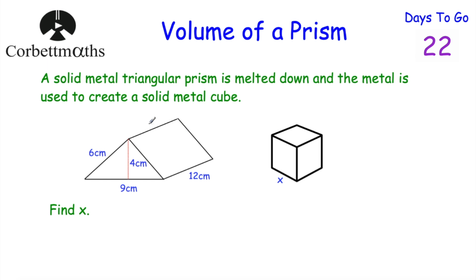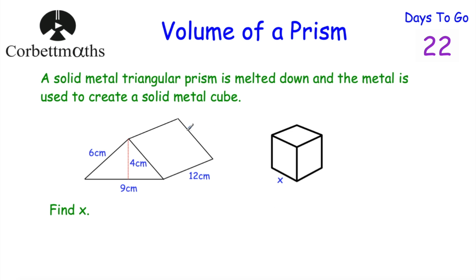Okay, let's have a look at our next question. So our next question says a solid metal triangular prism. So this is a solid metal triangular prism and it's melted down and the metal is used to create a solid metal cube. And we've been asked to find x, the side length of the metal cube. So let's have a look at this question. We're told the solid metal triangular prism is melted down and the metal is used to create a solid metal cube. And feel free to press pause and to find the side length of this cube.